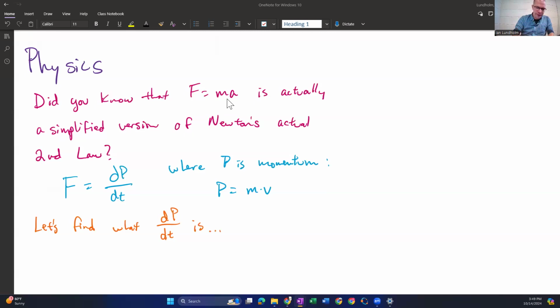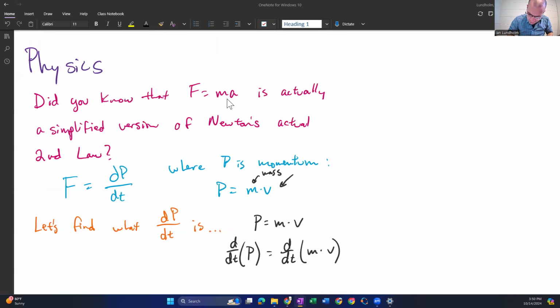So let's go. All right, let's do this. If P is equal to m times v, and we take the derivative of both sides with respect to t, so maybe I'll write it like this. We're going to be treating mass and velocity, so I guess maybe I should write that down. Mass, velocity. There we go. And P is momentum. We're going to treat all of these quantities as functions of time.